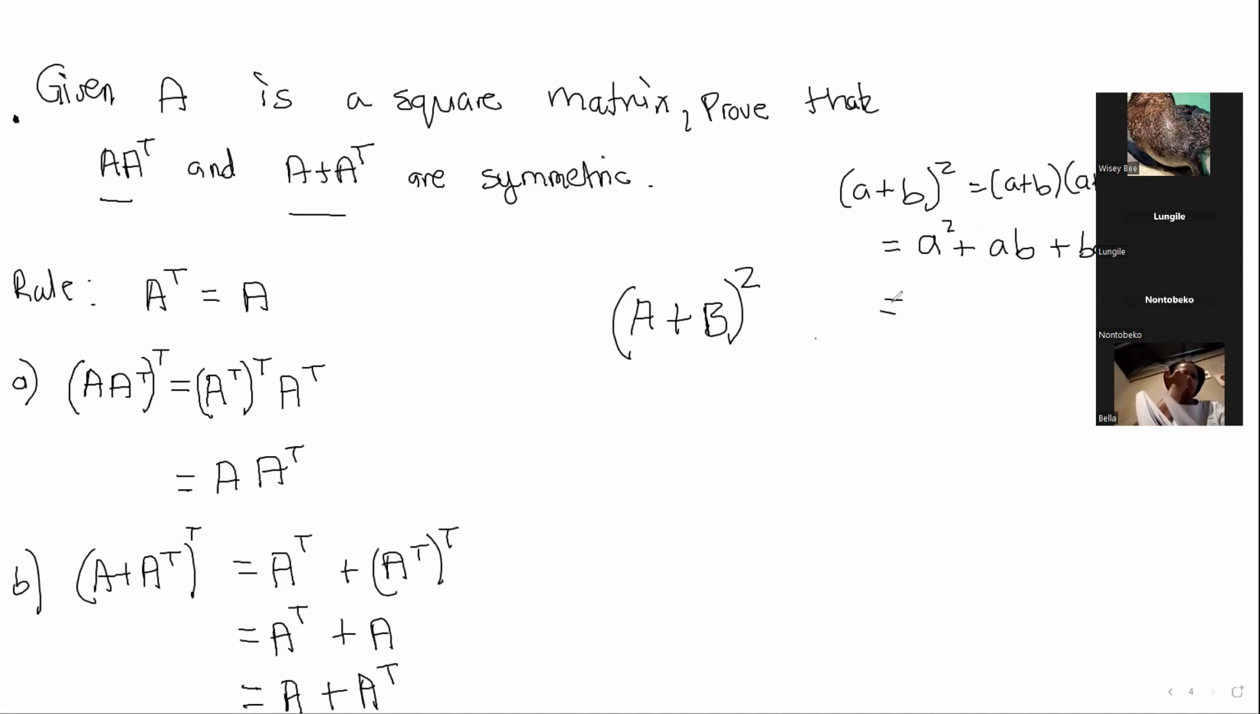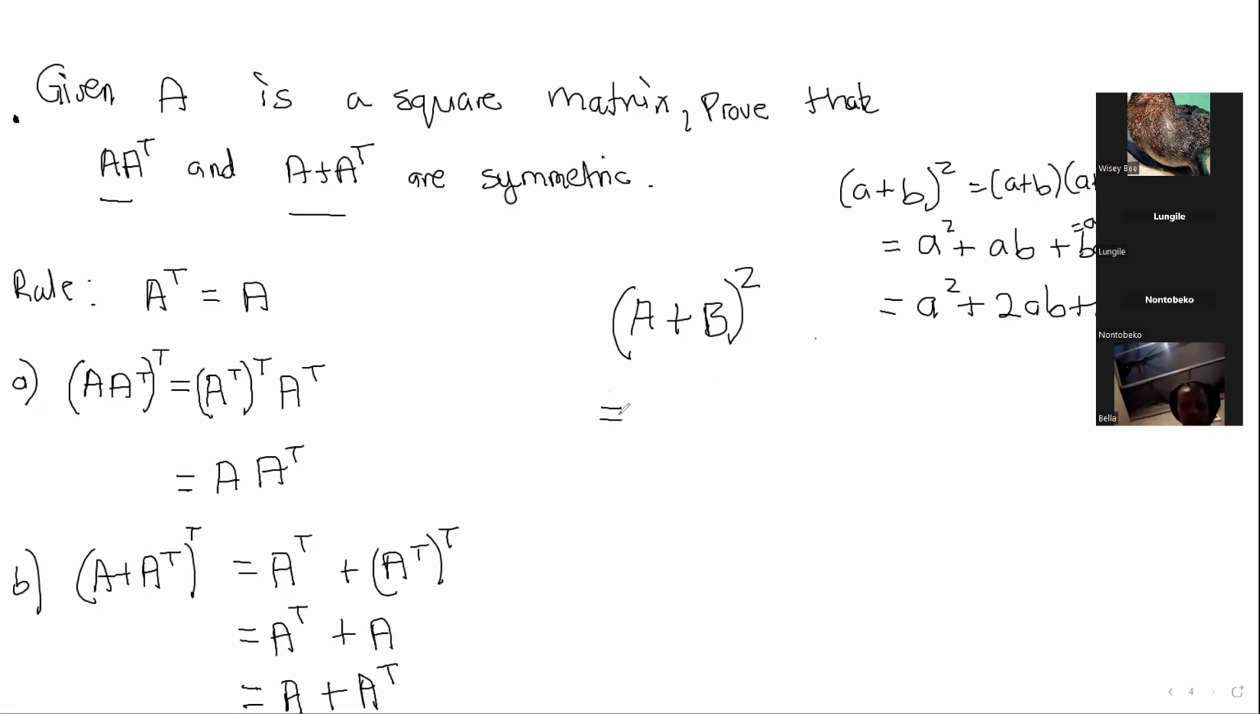And then we will say that this is the same thing as A squared plus 2AB plus B squared. This is correct when it comes to numbers. Why is it correct? Because we view this as the same thing as AB. Because it's just numbers. 2 times 3 is the same as 3 times 2.